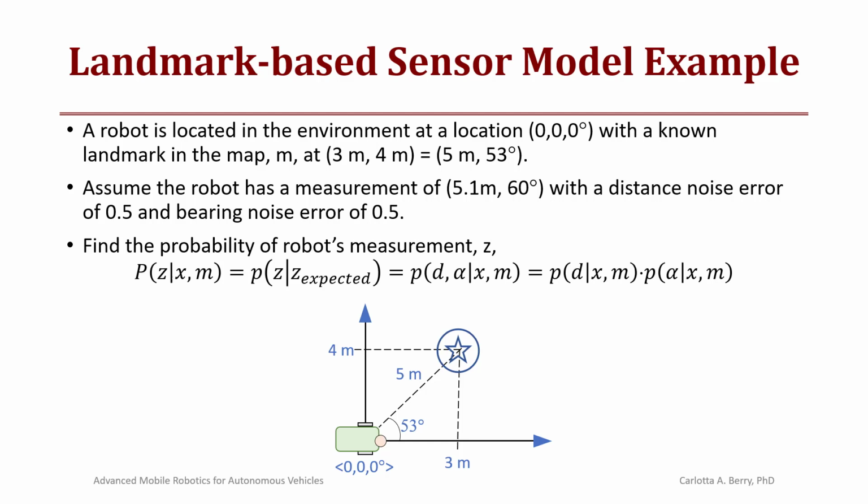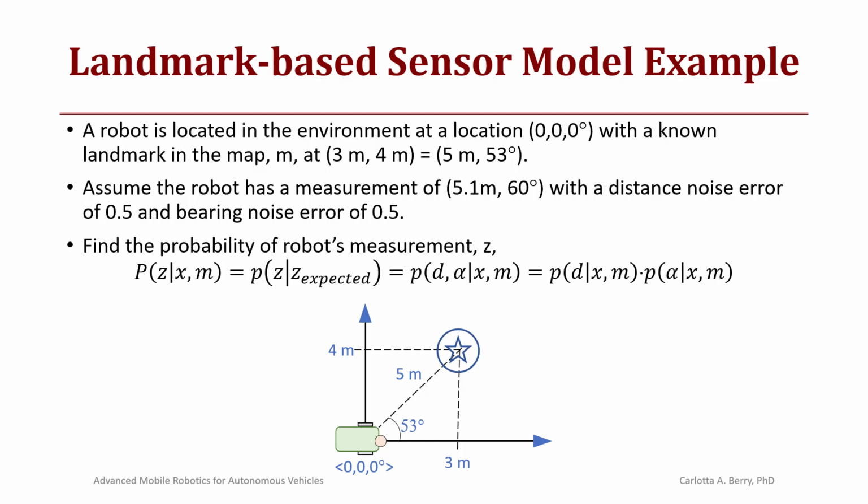Today let's examine a landmark-based sensor model example. Assume we have a robot located in the environment at a pose of 0, 0, 0 degrees, with a known landmark in the map M at 3 meters, 4 meters, or at a distance of 5 meters with an angle of 53 degrees from the robot. Assume the robot sensor has a measurement of 5.1 meters and 60 degrees for the distance and bearing, with a distance noise error of 0.5 and a bearing noise error of 0.5.